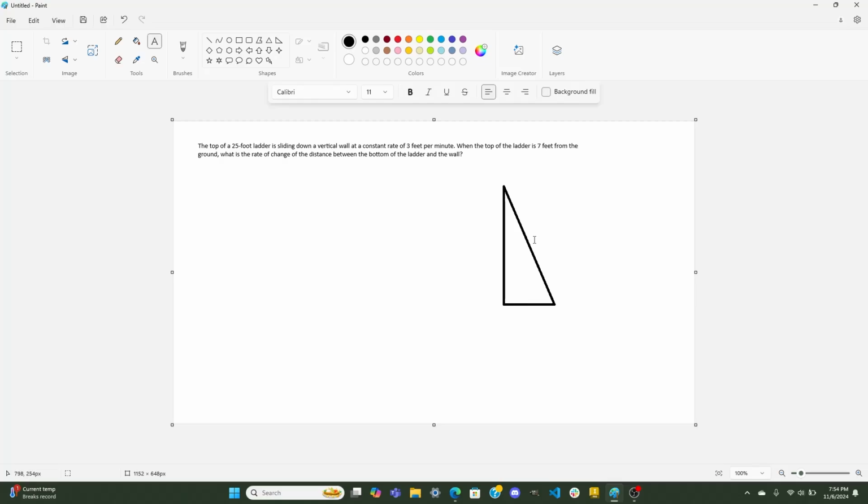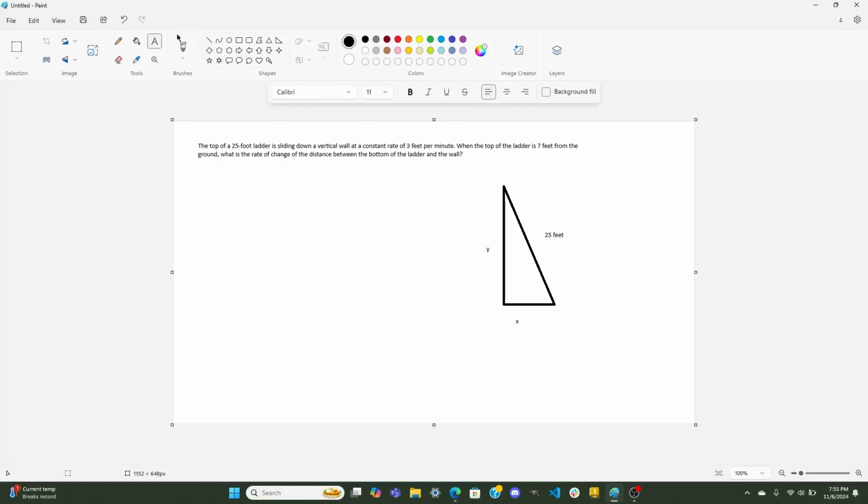All right. So we know that our hypotenuse, the ladder, is going to be 25 feet. That is going to be a constant that will never change, so that will be a whole number. This is going to be our x value, and this is basically what we're going to be solving for, or the change of this. This is because it's asking for the bottom of the ladder, which is down here, and the wall. So this is our y, and this is basically going to be from the top of the ladder to the wall.